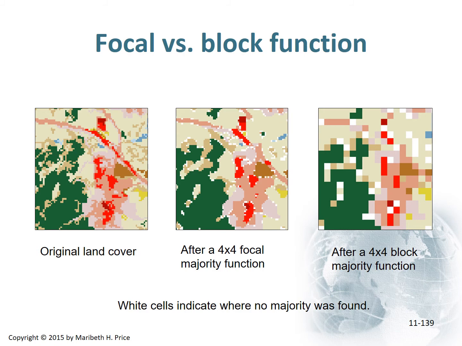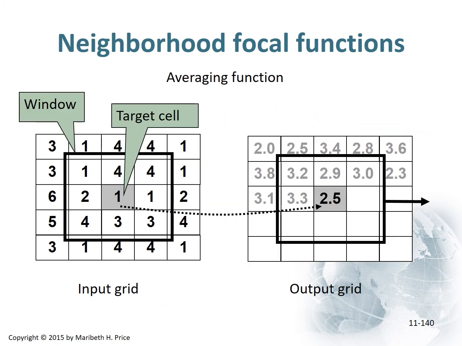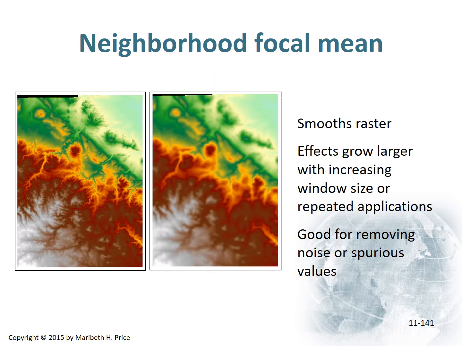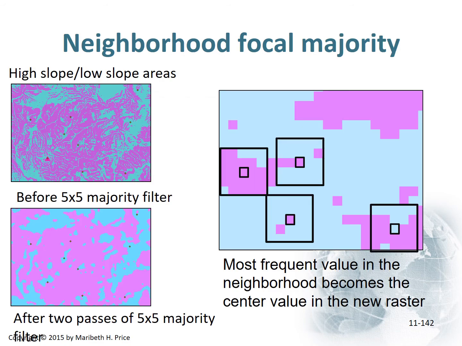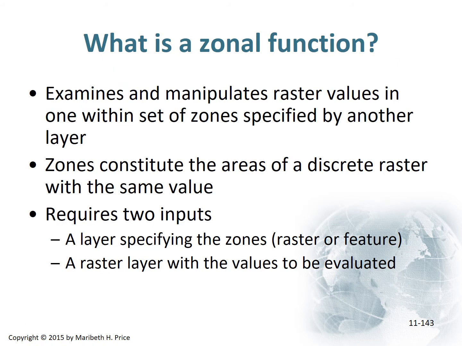Focal versus block, you can see how that changes the output. Again, that's what it looks like. This is what it does to this DEM. You can also use neighborhood focal majority filter. After a couple of passes, you can go from something like that to something much more easy to identify.